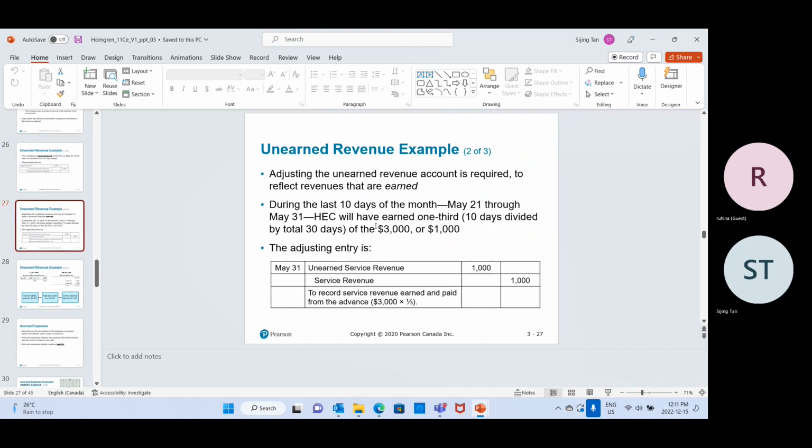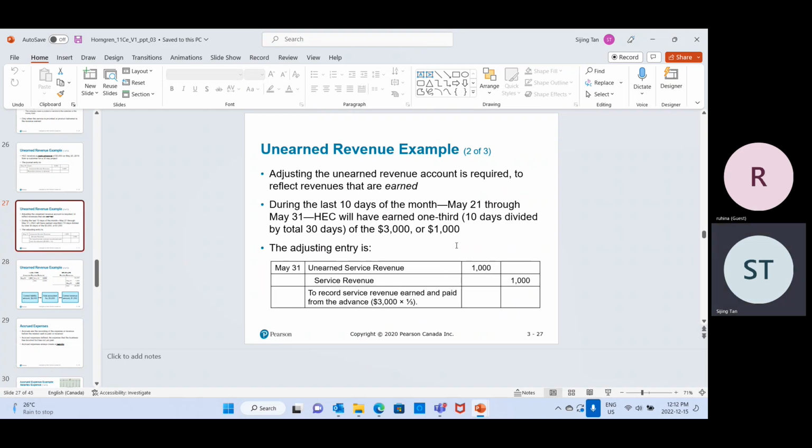Then after 10 days passed, right? End of May, so the 10 days have already passed. We need to recognize that revenue, right? So there's $3,000, the project is 30 days in total and 10 days passed. So 10 out of 30, that's 1 out of 3, which is $3,000 times 1 out of 3. We have to recognize the $1,000 revenue.